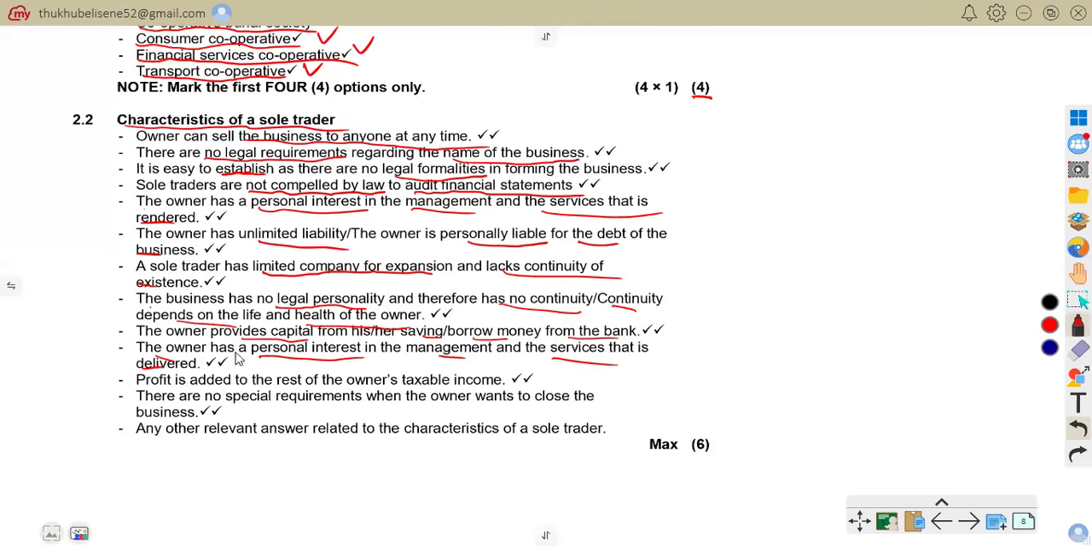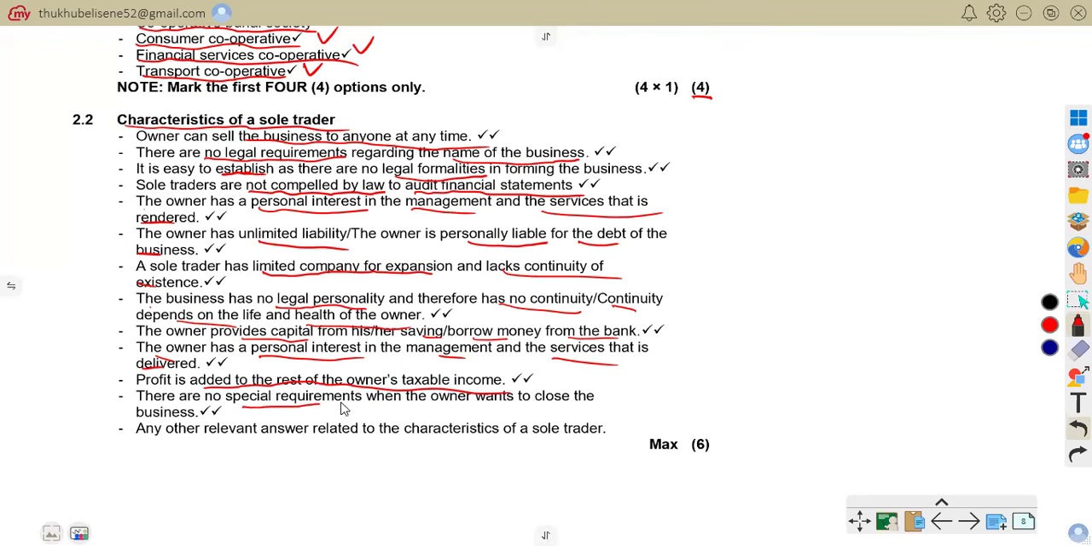The owner is the one who has personal interest in the management and the service, and profit is added to the interest of the owner's taxable income. What this means is that the owner keeps all the profits as a reward for managing and providing the services.